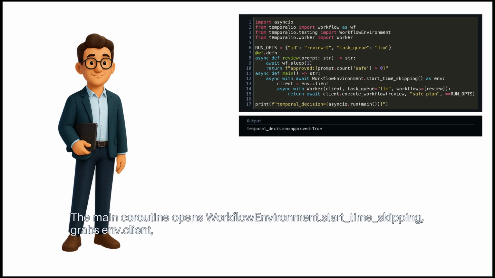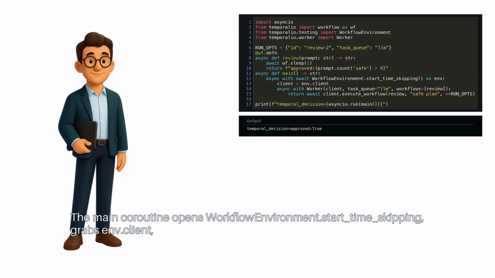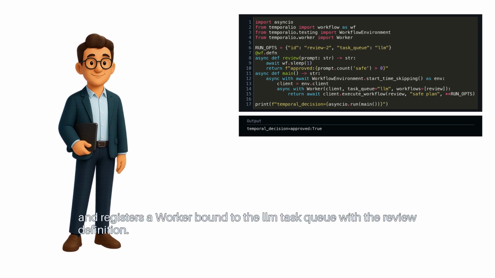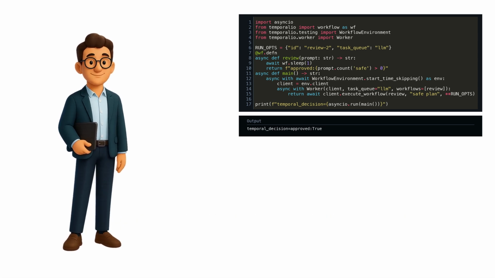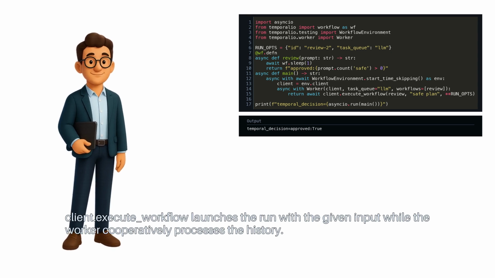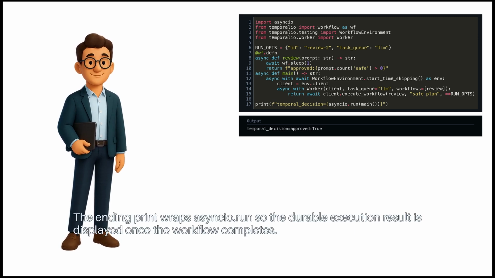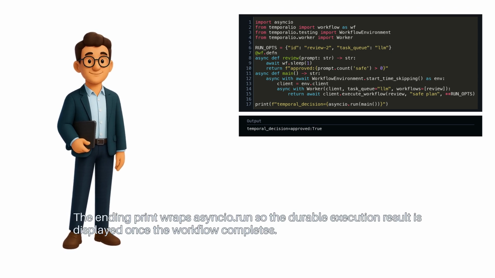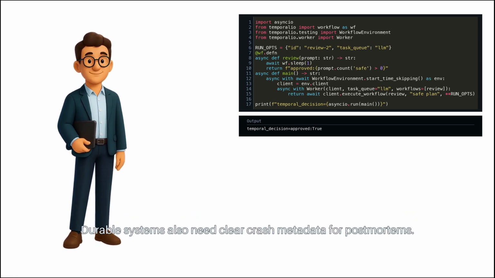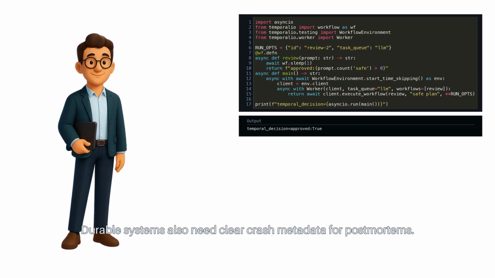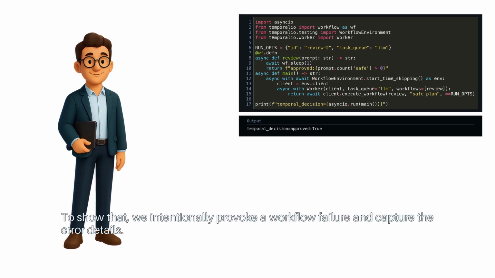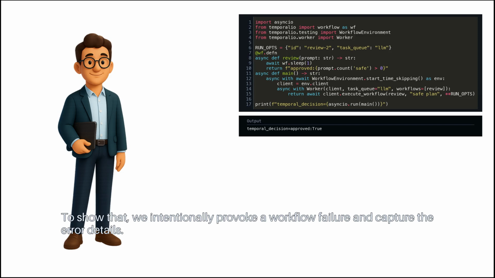The main coroutine opens WorkflowEnvironment.start_time_skipping, grabs env.client, and registers a worker bound to the LLM task queue with the review definition. client.execute_workflow launches the run with the given input while the worker cooperatively processes the history. The ending print wraps asyncio.run, so the durable execution result is displayed once the workflow completes. Durable systems also need clear crash metadata for postmortems.